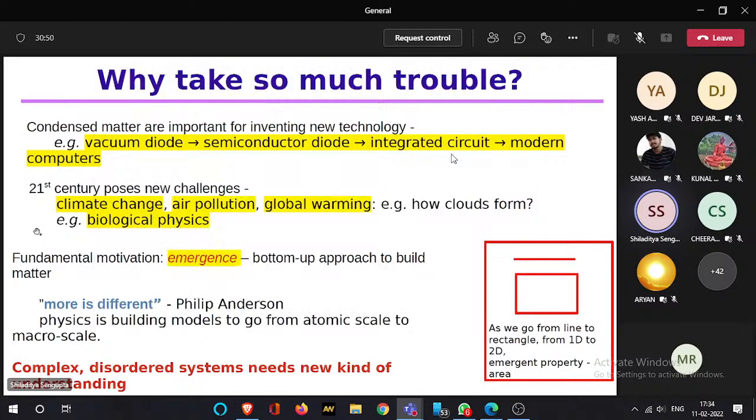But there is one fun thing. These are all the applied part. But there is a very fundamental motivation, which is to study complex systems.